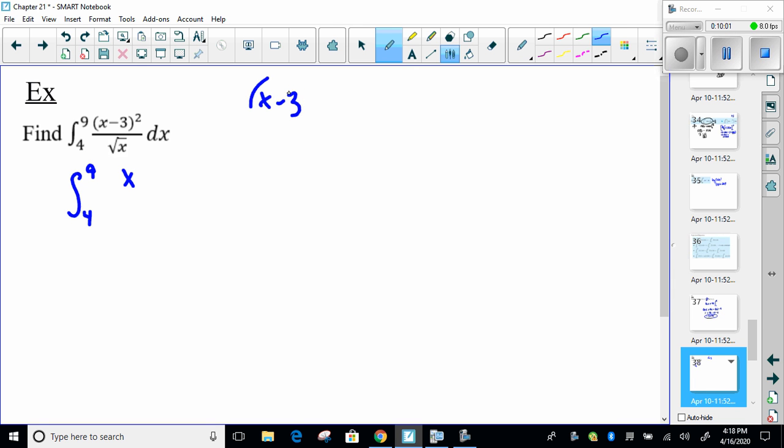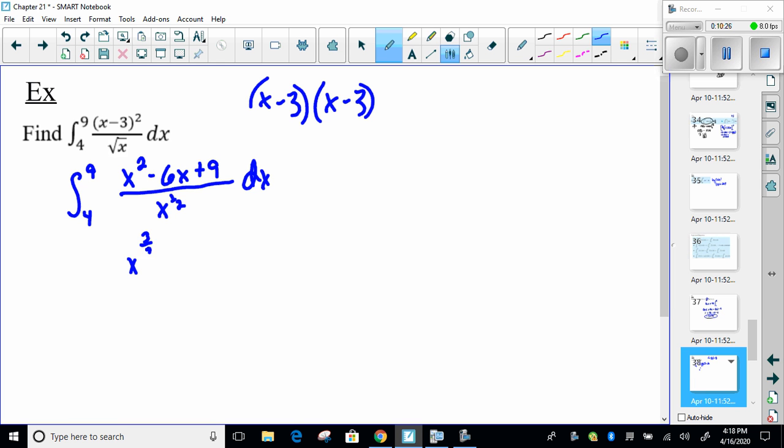So x minus 3 squared, x minus 3 times x minus 3 is x squared minus 6x plus 9. And that's all being divided by x to the 1/2 power dx. Okay, so since everything is being divided by x to the 1/2 power, I can simplify this into a non-fractional situation. So I'm dividing this by x to the 1/2, which gives me x to the 3/2, because 2 minus 1/2 is 1 1/2, or 3/2. And then minus 6x to the 1/2, because 1 minus 1/2, plus 9x to the negative 1/2 dx, and we still have that integral from 4 to 9.